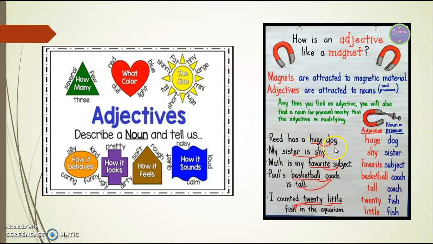Here they're talking about the dog. The dog is our noun. And what about the dog? It's huge. They're talking about its size. Next one, my sister is shy. The noun here is sister. And what about her sister? She's shy. They're talking about how she behaves. And here are more examples on adjectives and nouns. Always remember, where there is a noun, there is an adjective.